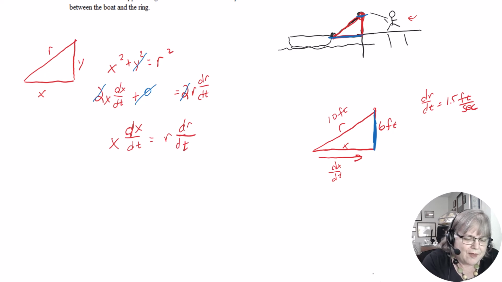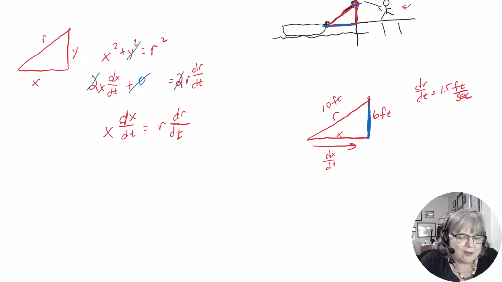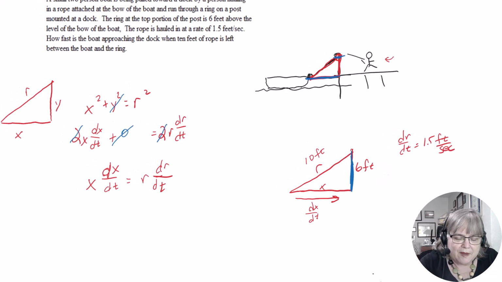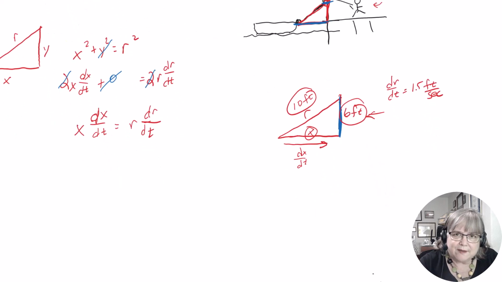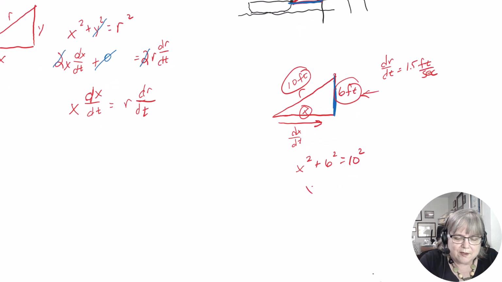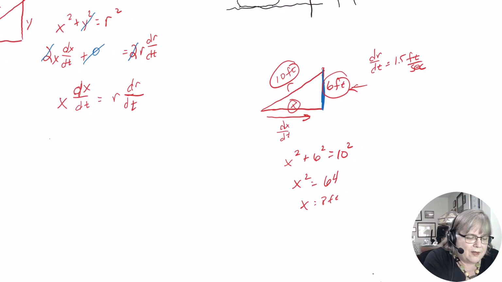All right. Now, let's see if there's anything that we need to know. Okay. I need to know x at this point in time. I know this is 6. I know this is 6. I know at this instant of time this is 10, but I don't know what x is. Can you figure out what x is? Sure, because we keep using this Pythagorean theorem. Okay, so x squared is equal to 100 minus 36. It's equal to 64. x is 8. So x is 8 feet, right? Okay, dx/dt.